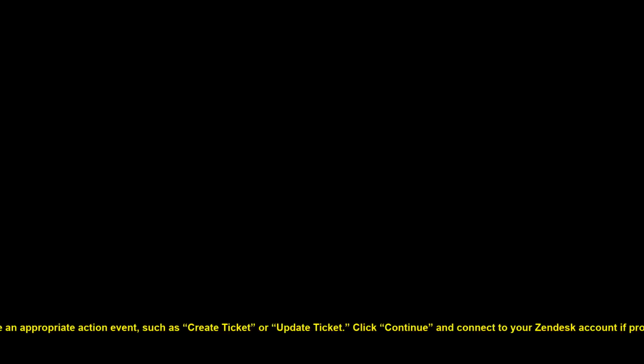Next, add another action if you want to route the AI response back to Zendesk. In the Action app search bar, select Zendesk again. Choose an appropriate action event, such as Create Ticket or Update Ticket. Click Continue and connect to your Zendesk account if prompted.